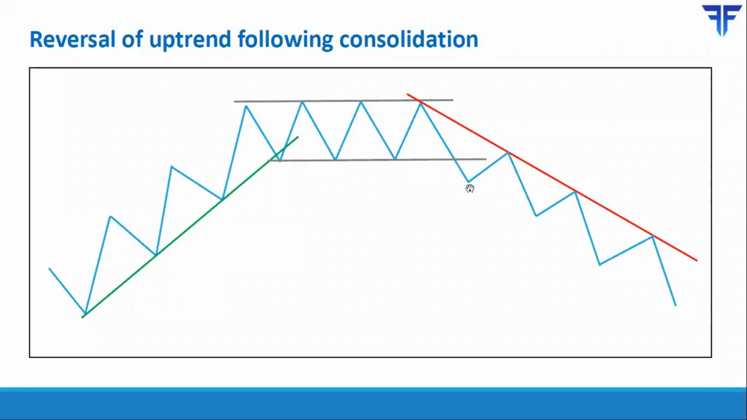From there, it made a low and rallied higher. However, as you can see, this time price did not manage to reach its prior peak. So this was the prior peak. Price didn't even come close to that. It made a lower high. From there, it reversed lower and broke this low.